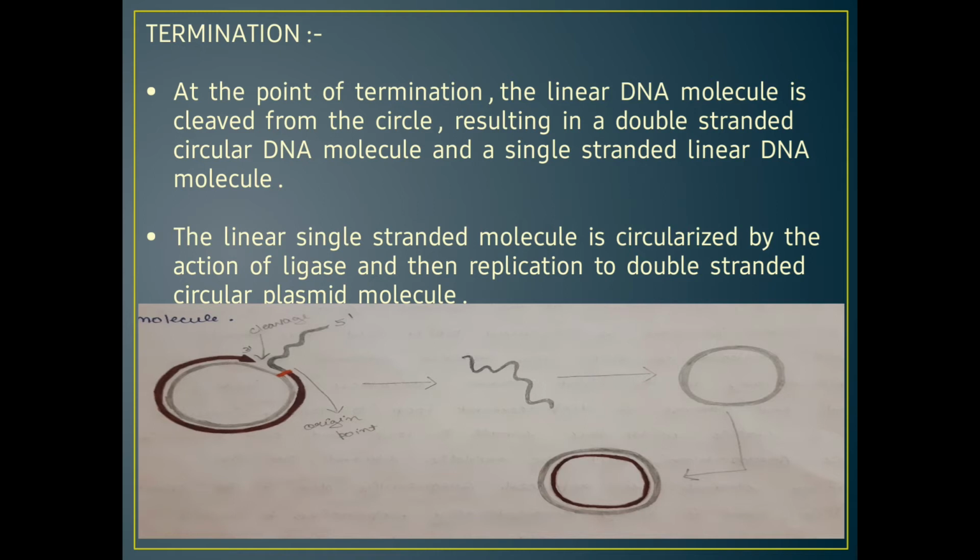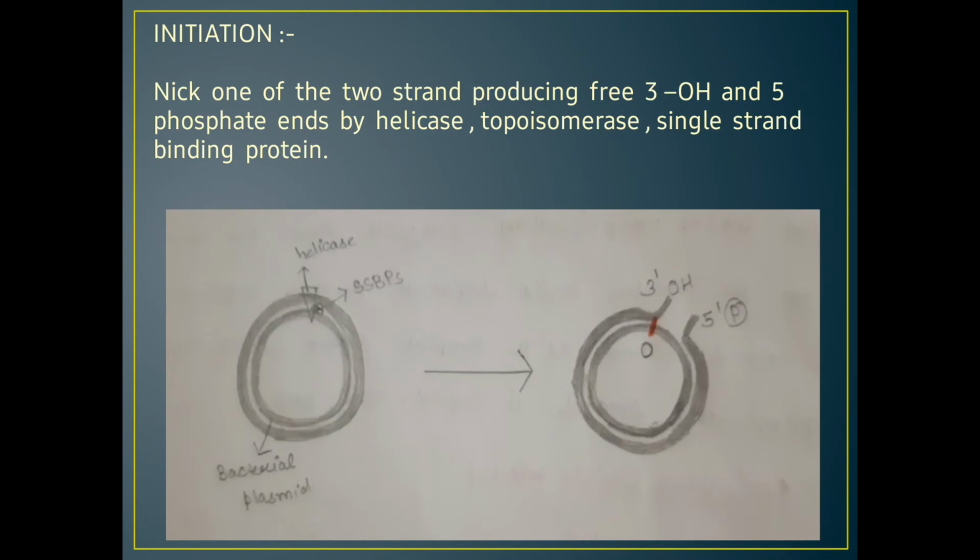And the linear single-stranded molecule is circularized by the action of ligase. So this is done: the linear single-stranded molecule is circularized with the help of ligase, and then it is replicated to a double-stranded circular plasmid molecule. So what we have described is the rolling circle model.